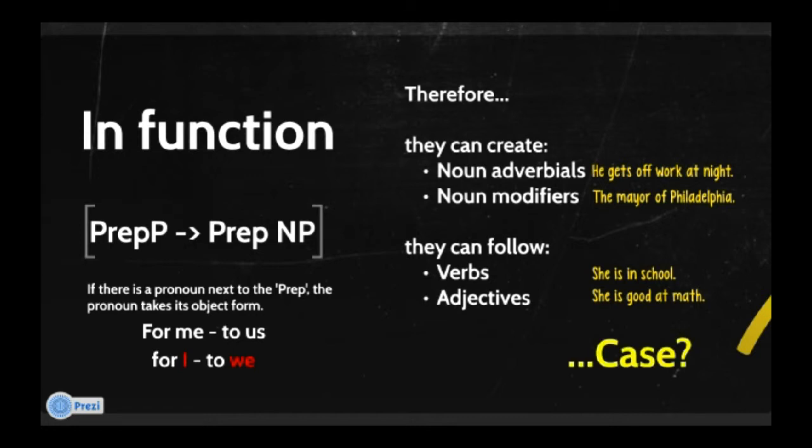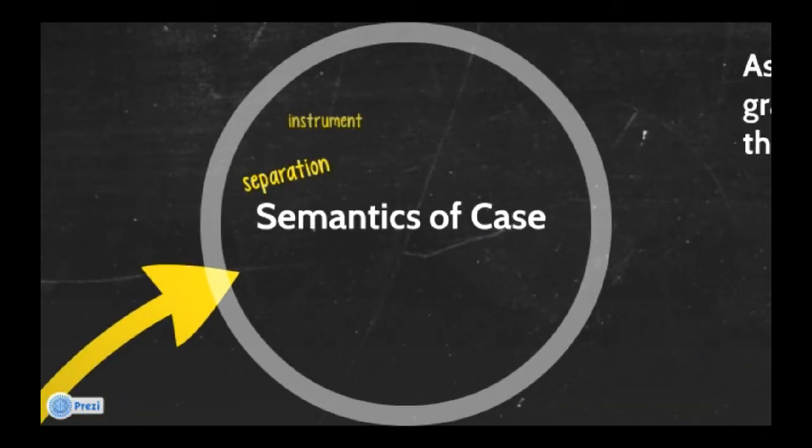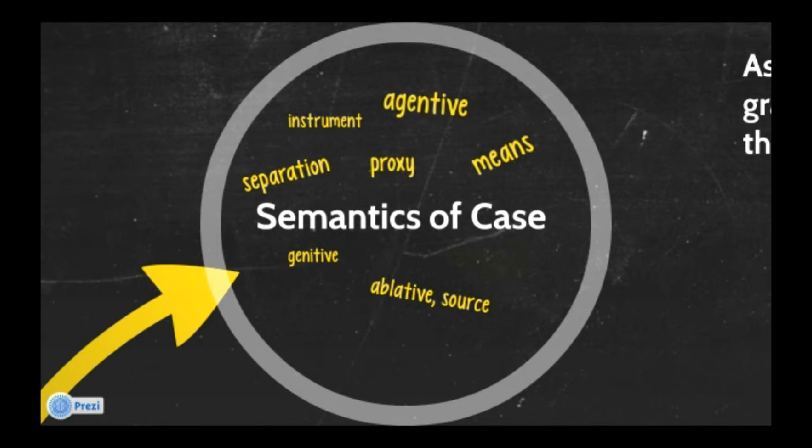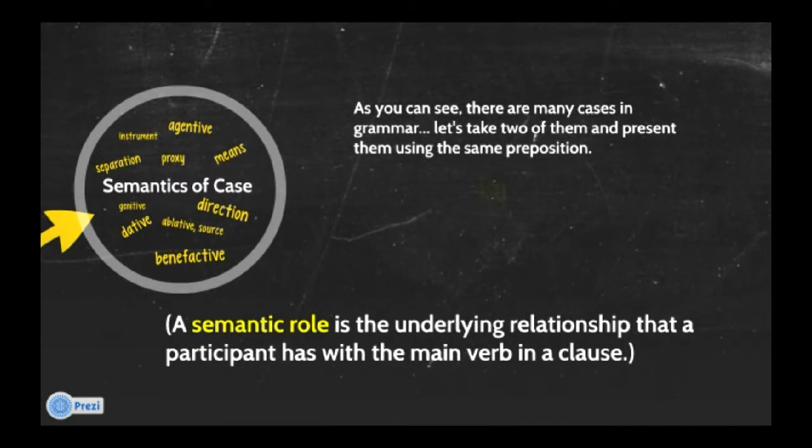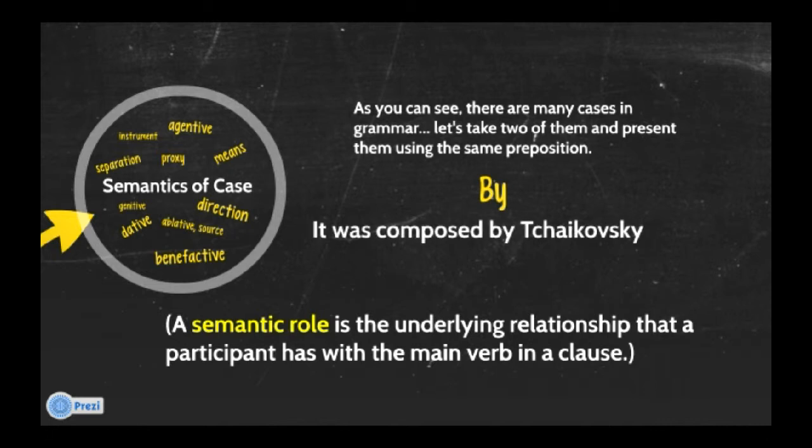This takes us to case. There is something called semantics of case. As you can see, there are many cases in grammar. Let's take two of them and present them using the same preposition, by. It was composed by Tchaikovsky. We went there by bus. A semantic role is the underlying relationship that a participant has with the main verb in the clause.